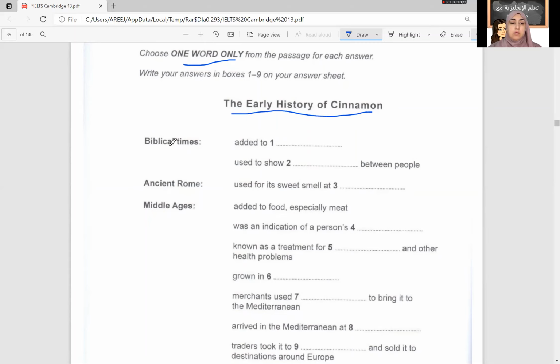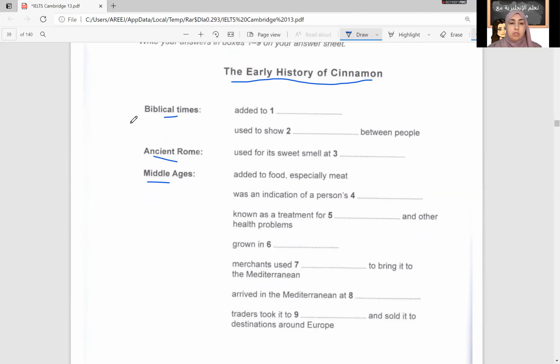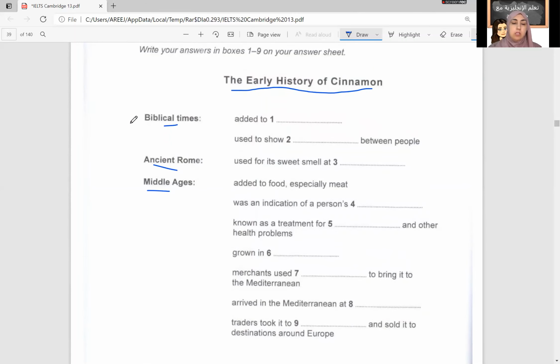Now, as you can see here, we have lots of ages, or let's say stages, when it comes to timings. We've got the biblical times, which refers to the Bible, ancient Rome, and then the Middle Ages. I will start first with this. This is my keyword here: biblical times. So what was cinnamon added to? It was added to something.